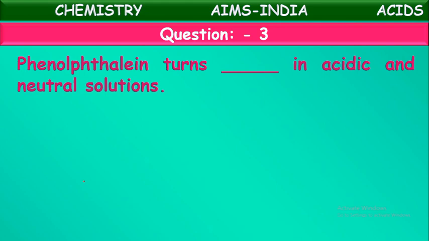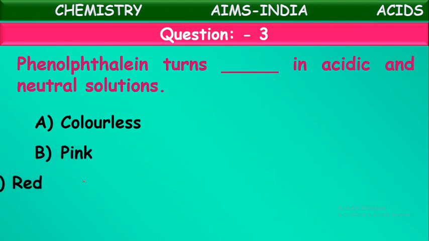Phenolphthalein turns dash in acidic and neutral solutions. So what is the color of phenolphthalein solution in the acidic and neutral solutions? Is it colorless or pink or red or green? Yes, while discussing phenolphthalein, we told it won't show any color change with acid solutions. It is a colorless solution. So when you add this phenolphthalein to acids, there will be no change in the color. So it will be colorless only. Even with neutral solutions, it won't show any change in its color. So phenolphthalein remains colorless only in acidic or neutral solutions. Okay. Next one.